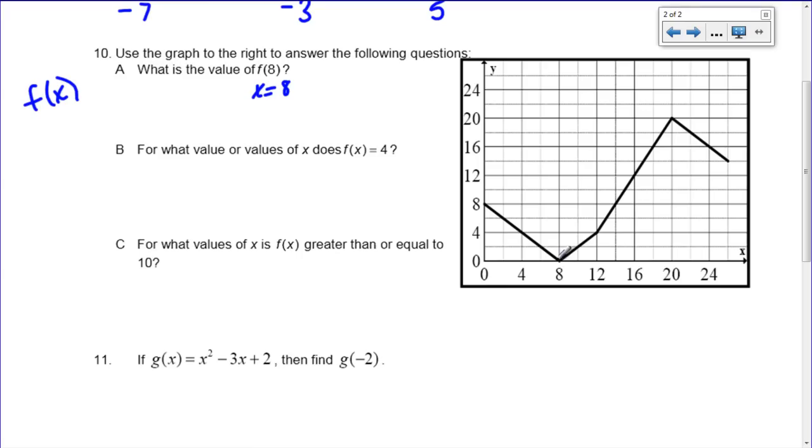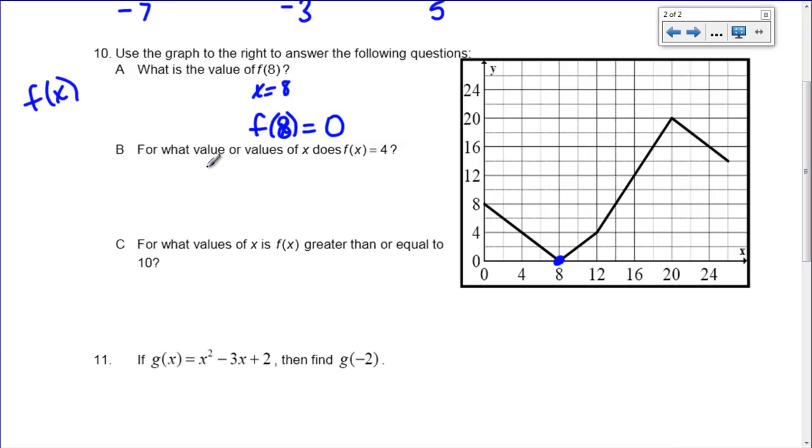It's marked for me. X equals 8 right here. And where x equals 8 on the little line that is drawn on here, then f of x, or f of 8, is equal to 0. Because that's the y value at that point.